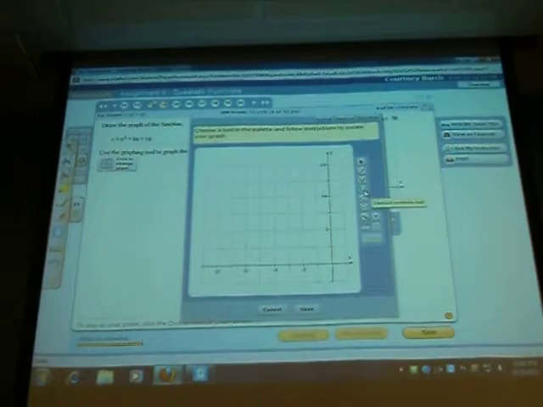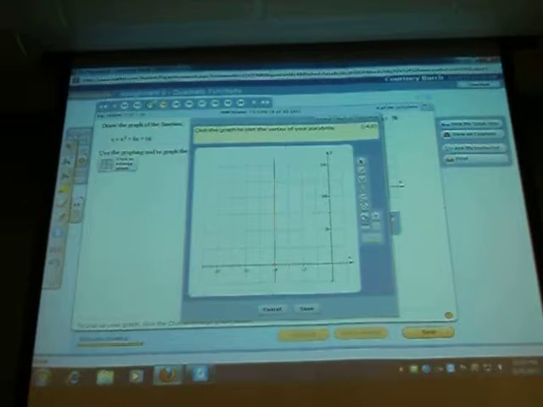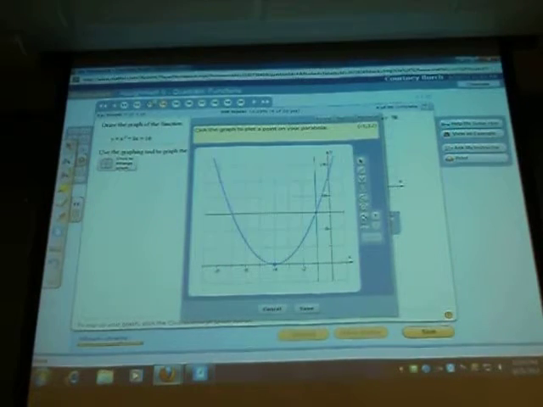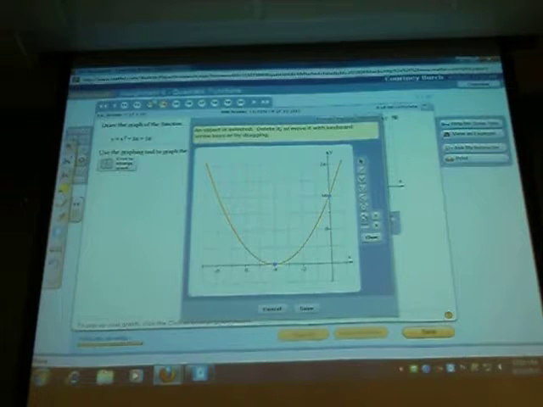Okay, so I click on the vertical parabola tool, the U shape. Click on the vertex first, -4, 0. Again, watch your coordinates in the corner. And 0, 16. Okay, now, will you do that one again?